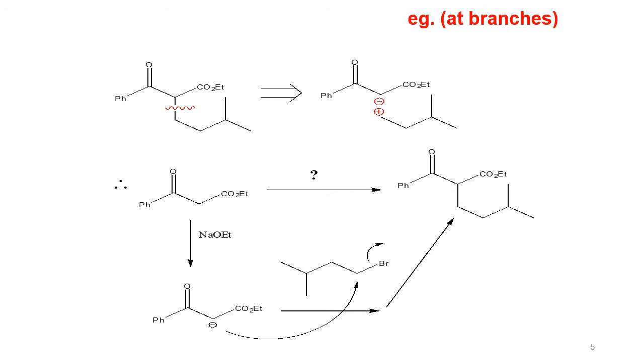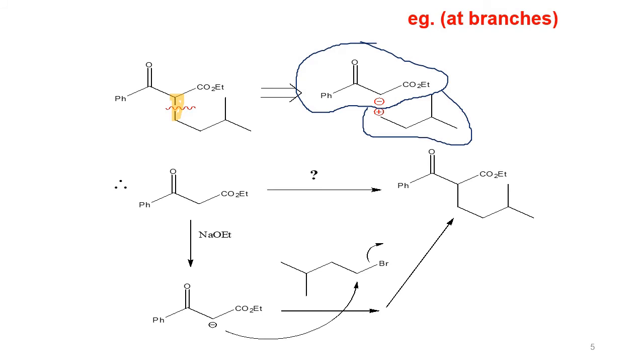Now let's take a look at what happens if we cut it at the branch point. If you look at your compound here, it has quite a number of branches. So we cut it this way, at the branch point. So what we get is this part as the synthon, and another part is this one.